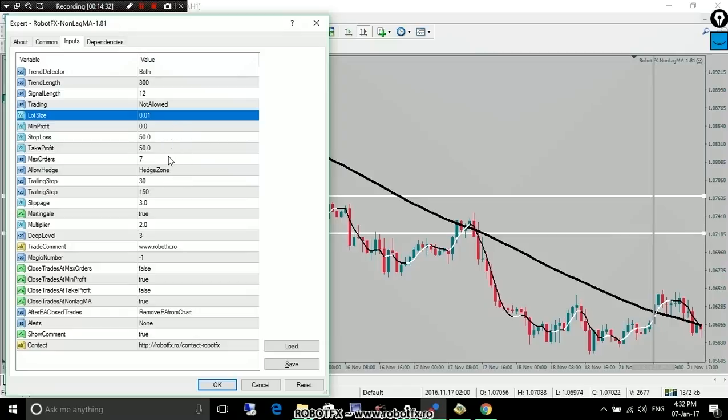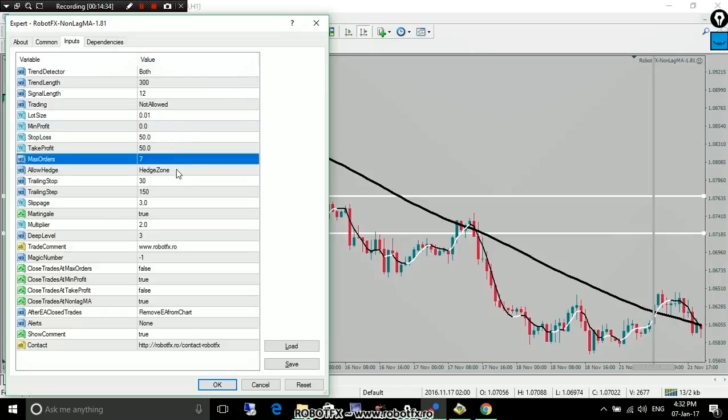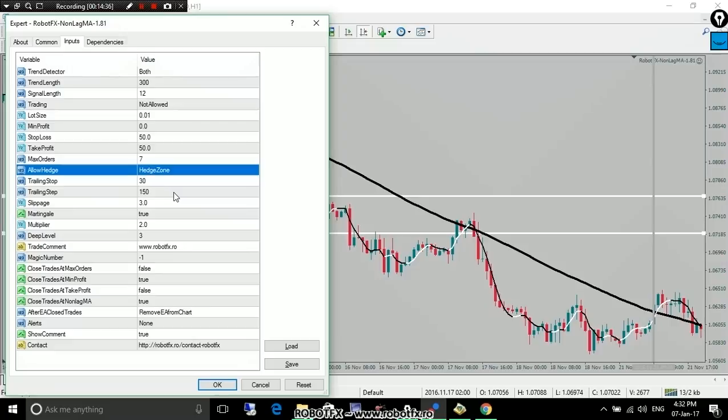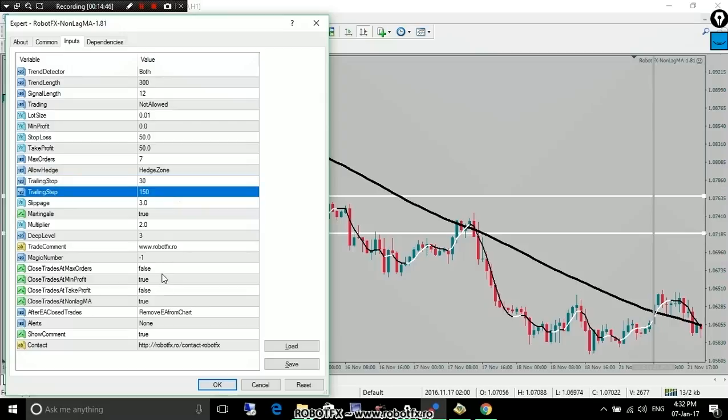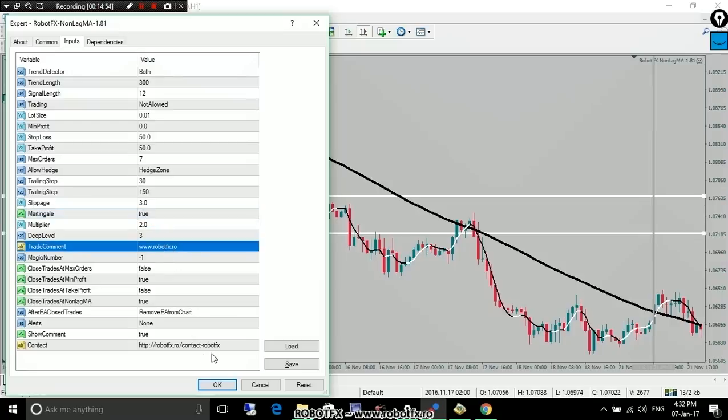Anyway, let's move on to what else there is about hedging the zone. Everything else, of course, is the same. We've talked about all the other settings in the first video. Trailing stop, trailing step, these are explained and also self-explanatory. The martingale, yeah, we talked about this as well.